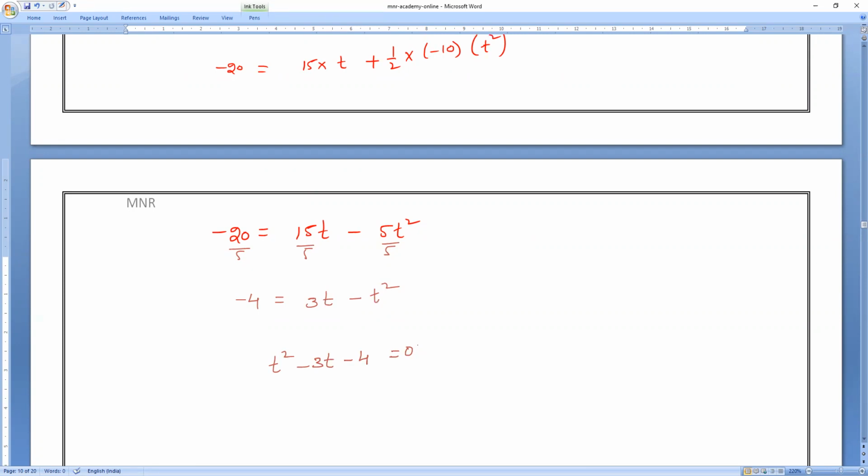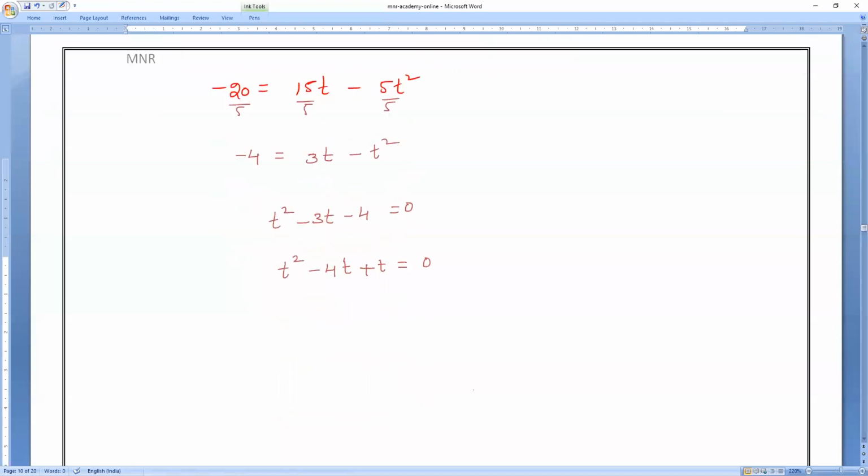So T square, now we can write minus 3T as minus 4T plus T, which is equal to 0. Then extract the roots. If you take T common, it will become T minus 4, and here I will take 1 common, so T minus 4. Am I right, everybody? So solve it fast. What are the roots? T plus 1 and T minus 4 equal to 0.